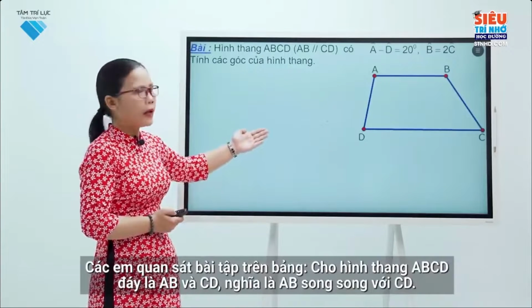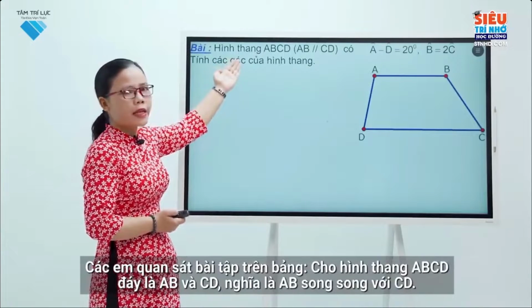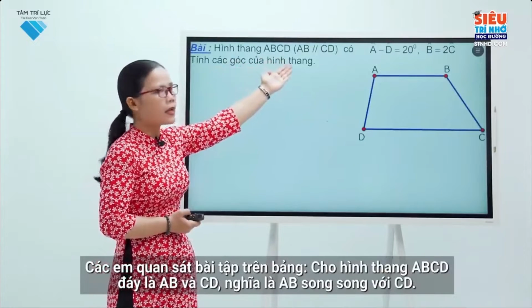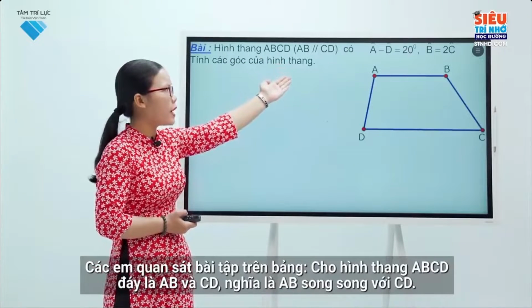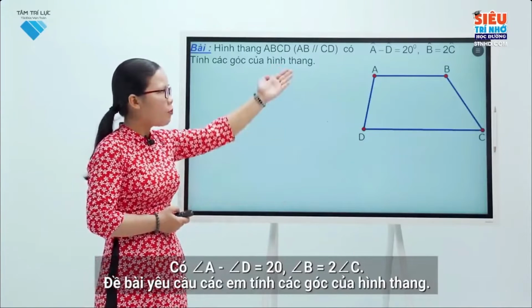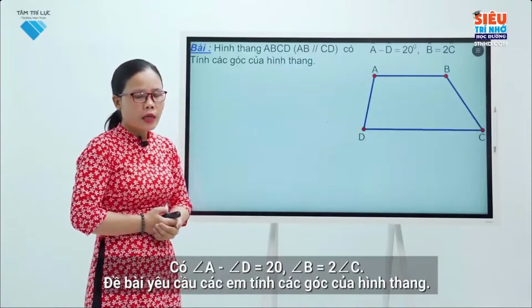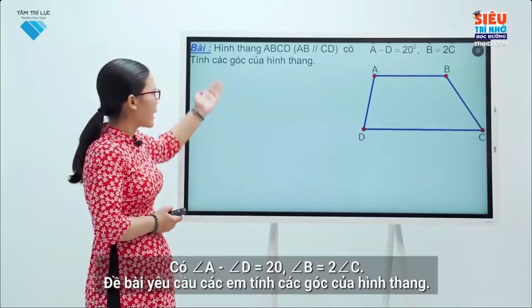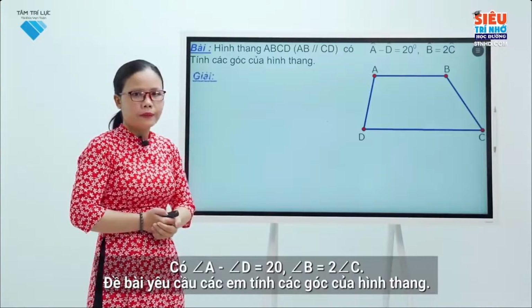Please look at the exercise on the board. There is a trapezium ABCD with bases AB parallel to CD. Given angle A minus angle D equals 20 degrees, angle B equals 2 times angle C. Find the measures of all angles of the trapezium.